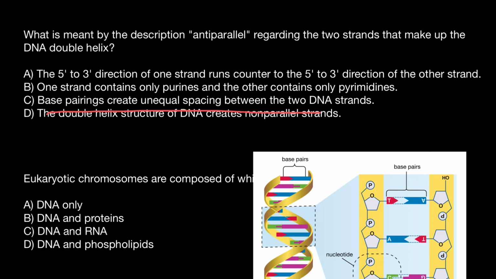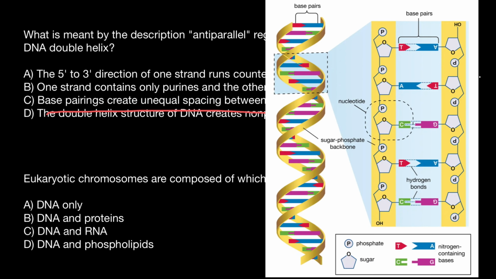And next variant, variant C: base pairings create an equal spacing between the two DNA strands. Let's take a look at our picture again, and as you see, the space between the two strands is the same, because in double-stranded DNA, large bases, which are purines, always base pair with pyrimidines, which are small. So if we have a purine here, then it base pairs with a pyrimidine, or this pyrimidine would base pair with a purine. So the distance is always the same.